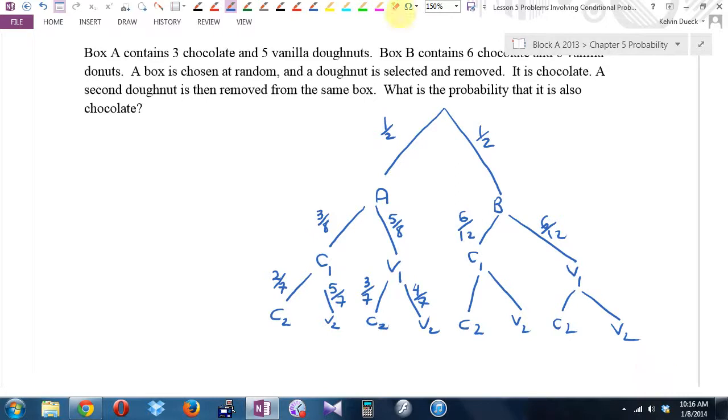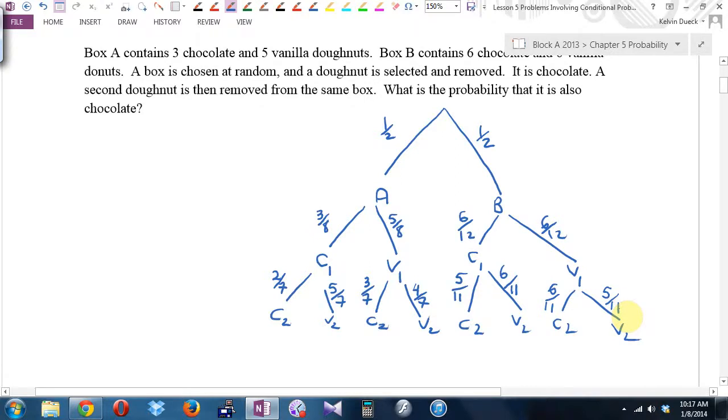Down this branch here, we picked a chocolate. Yes, I'm getting hungry. I shouldn't have done this lesson right before lunch. Anyways, how many chocolates are left? 5 out of 11? 6 vanillas out of 11? Down the other branch, we picked a vanilla, so there's 6 chocolate out of 11 and 5 vanillas out of 11.